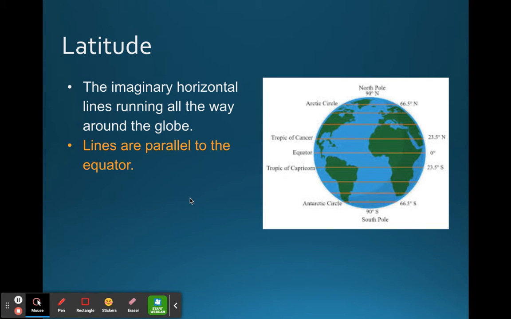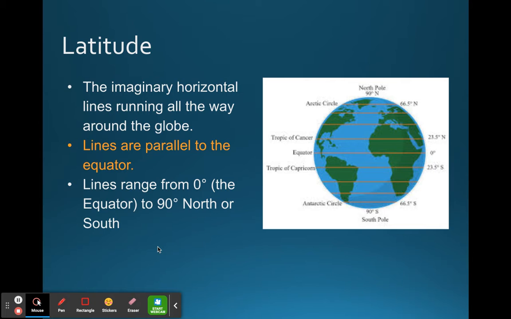These lines are parallel to the equator. If we think of the equator as a line going around the middle of the Earth, then all of the other lines are going to be parallel to that. They range from 0 degrees, which is the equator, to either 90 degrees north or 90 degrees south. The North Pole is 90 degrees north, the highest number you can have for a line of latitude to the north. And 90 degrees south is the South Pole. So seeing a latitude of 300 degrees would not be accurate, because the highest number you could have for a latitude is 90.